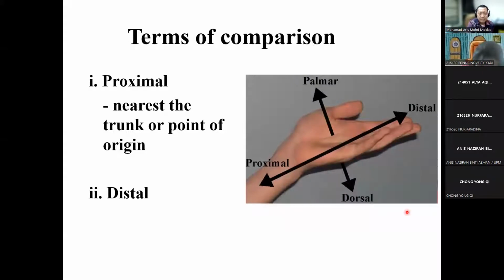So how about the terms proximal and distal? It refers to nearest to the trunk or point of origin. For example, your upper limbs here. Of course, the armpit here is your point of origin. Nearer to the point of origin, we call it proximal, and the distal part will be the other part. Same thing with your fingers. The part nearer to the origin of the fingers is the proximal part. Then the rest is the distal part. Always refer to the point of origin.